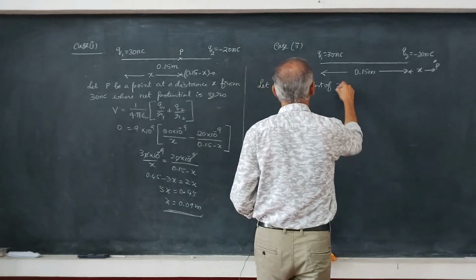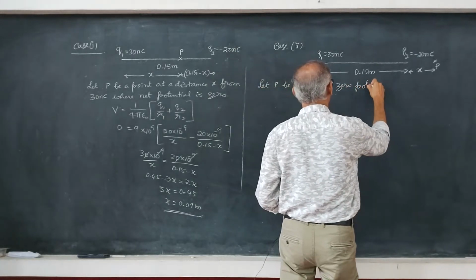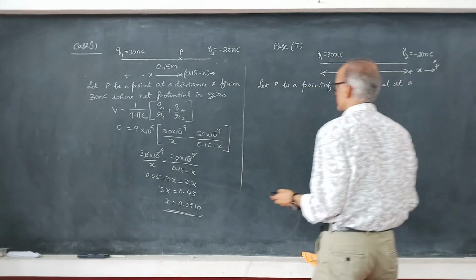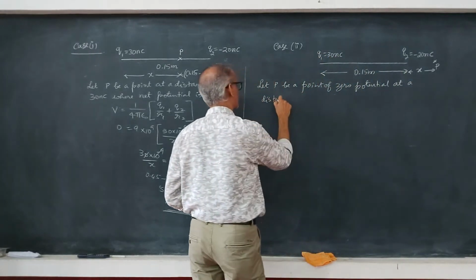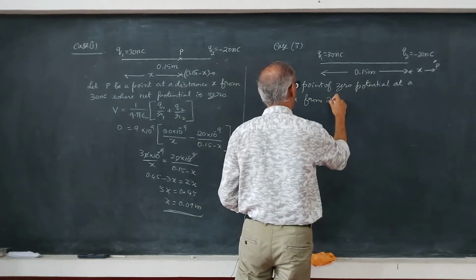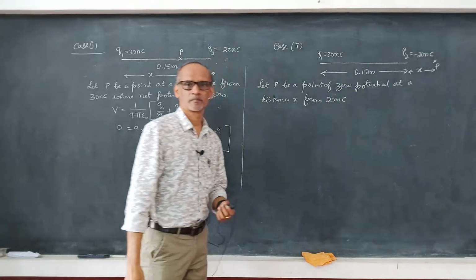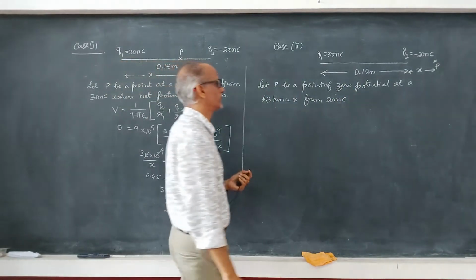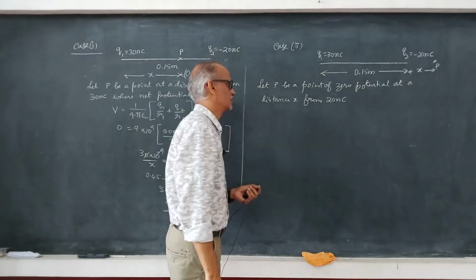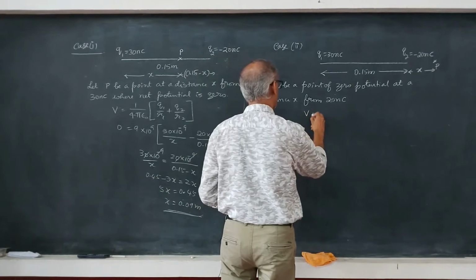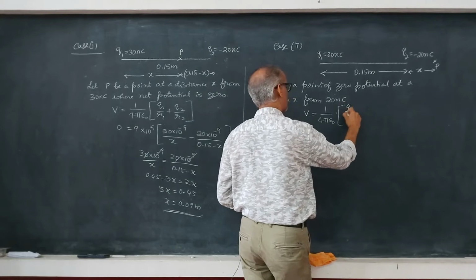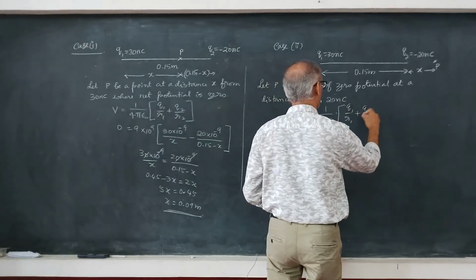of zero potential at a distance x from 20 nanocoulomb. Okay, you can even take the distance x from here also, but in my diagram I have taken it from 20 nanocoulomb. So the net potential formula, V is equal to 1 by 4 pi epsilon naught Q1 by R1 plus Q2 by R2.